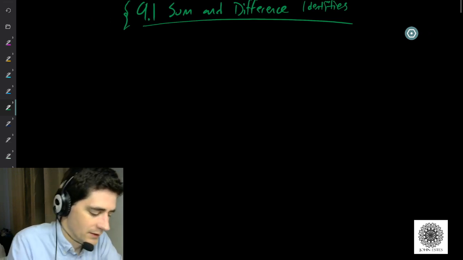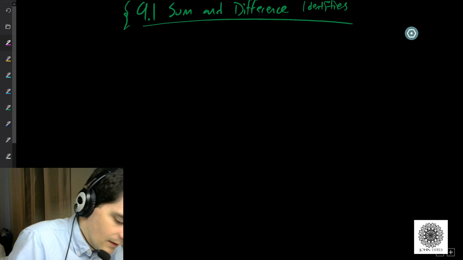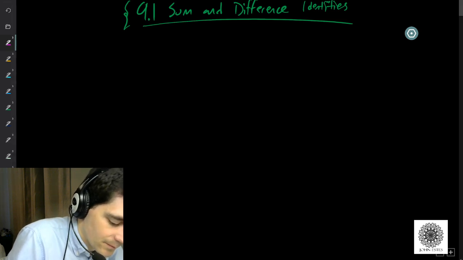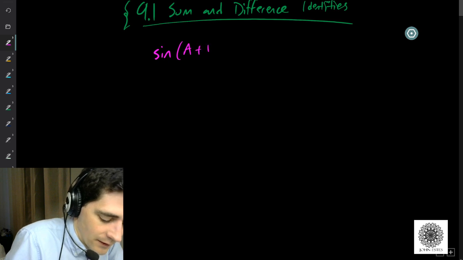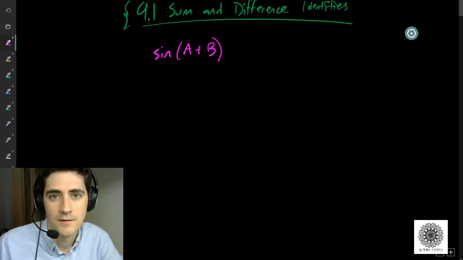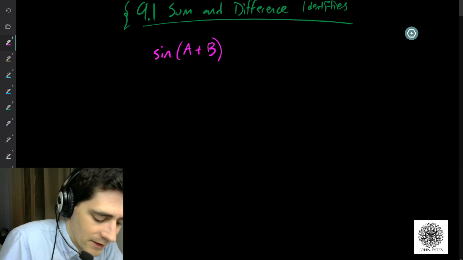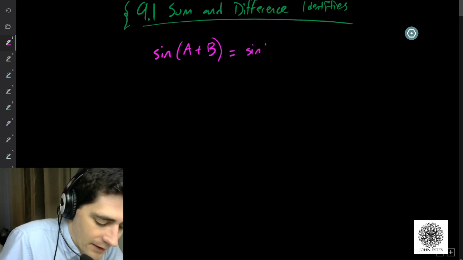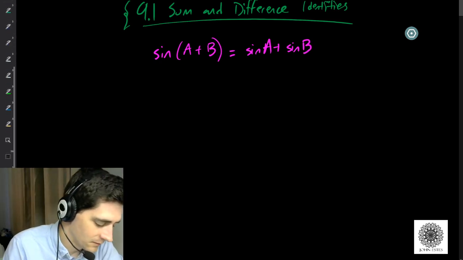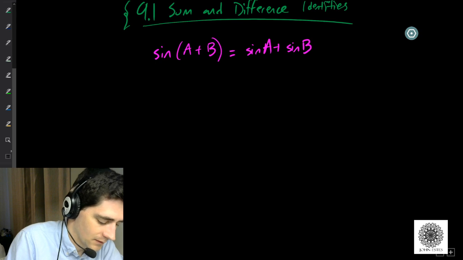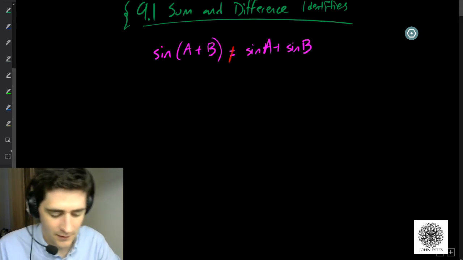So now we're trying to address this question. If I had something like sine of angle A plus B, the temptation is to always write this as sine A plus sine B. There's a temptation to do that, and that is very, very much false. You cannot do that, all right?